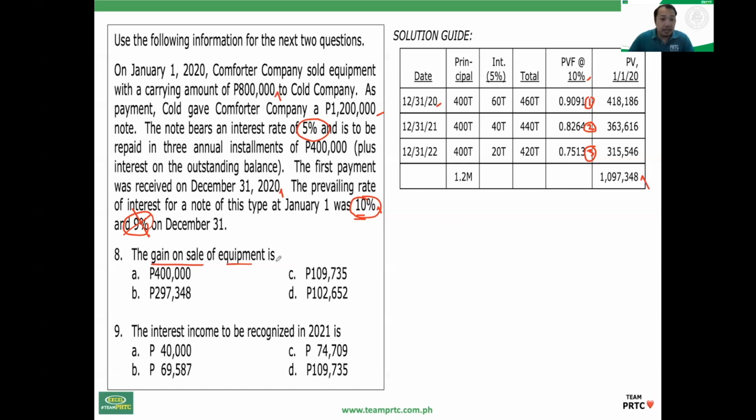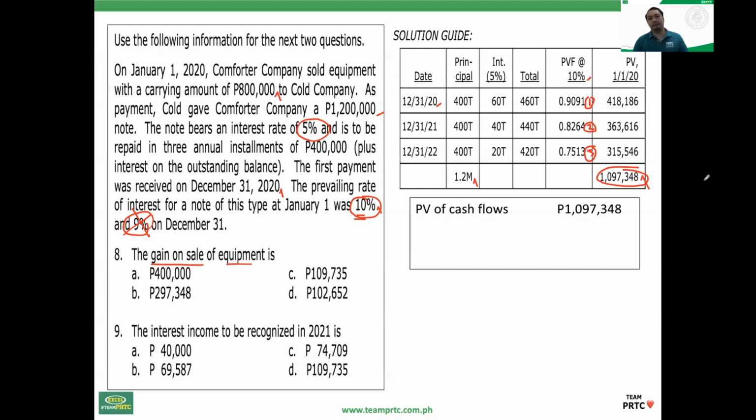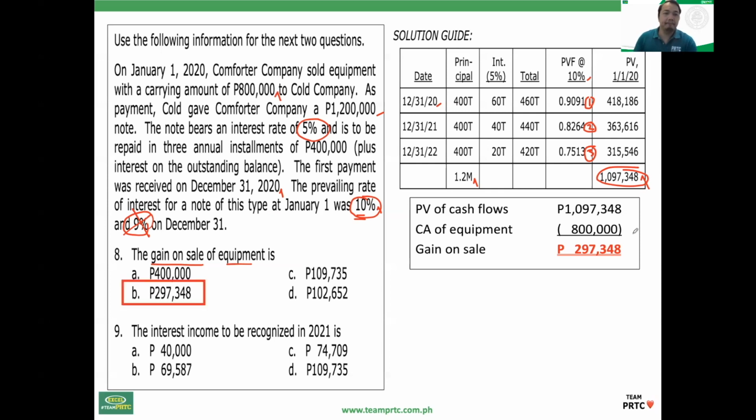To get the gain on sale, if the rate were realistic, this would be the basis. But it's unrealistic, so we'll use the cash price, the present value of the cash flows. Then the difference between 1.2 million and the present value is the discount, additional interest income over 3 years. The carrying amount is given, no need to compute. Instead of cash, what was received? A promissory note, long term with unrealistic rate. So the present value of the consideration receivable less the carrying amount, the difference, is the gain on sale. Okay, number 8, bravo.